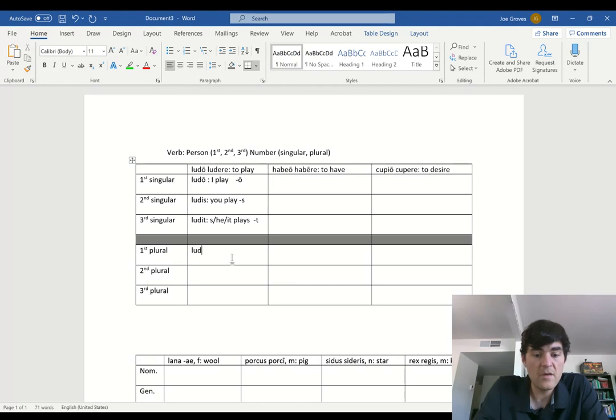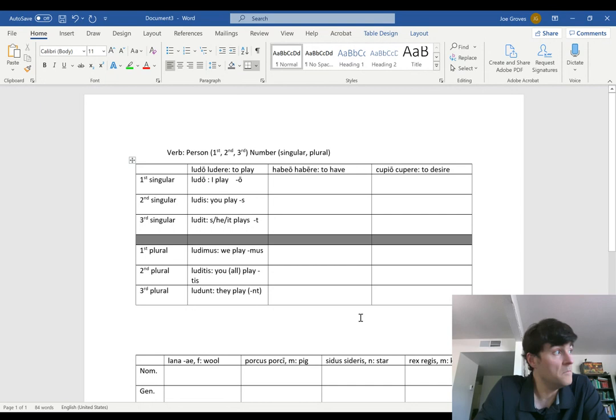Then, if we play, ludimus, if you all play, luditis, our ending is tis, and then if they play, you have ludunt, and the ending is nt. So you have O, S, T, mus, tis, nt.